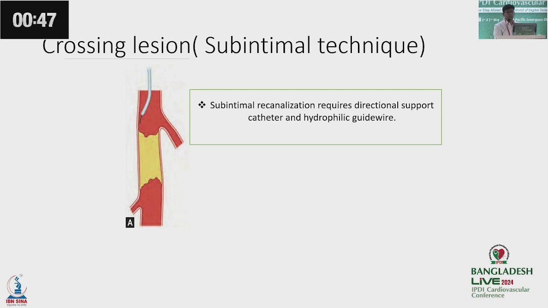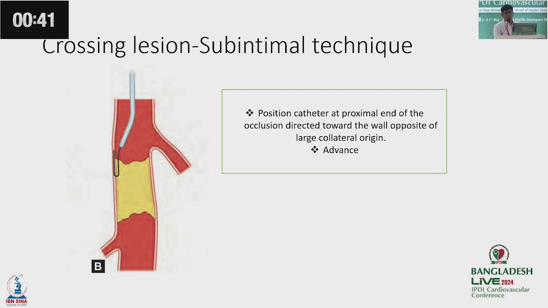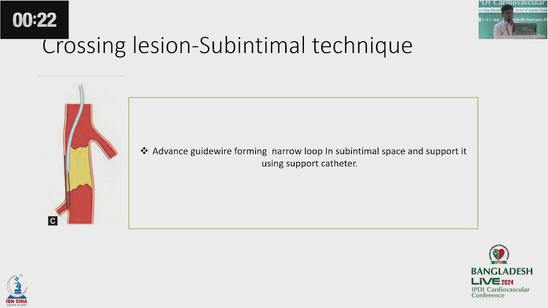This is the picture showing a subintimal technique. This is almost the same scenario as the transluminal technique, but what is the main point here? That you have to cross the lesion in the subintimal way. So how do you do it? You identify the lesion. In this scenario, there is usually a large collateral vessel. So on the opposite wall, you will pass the guide wire and catheter, then cross the lesion. Then when you reach the distal end, you gently probe it and try to re-enter into the vessel.